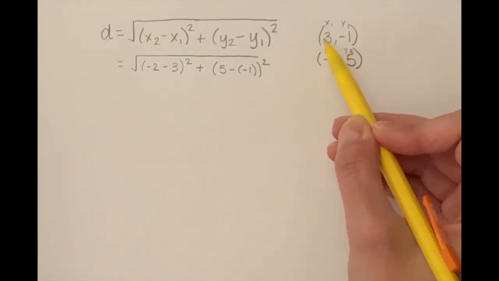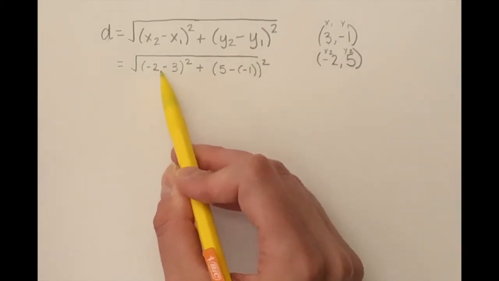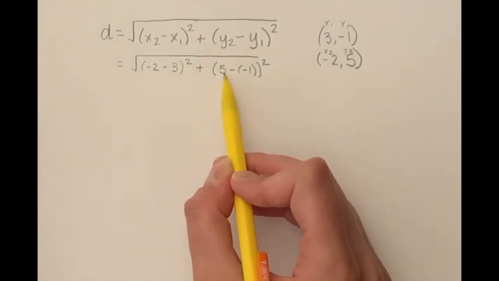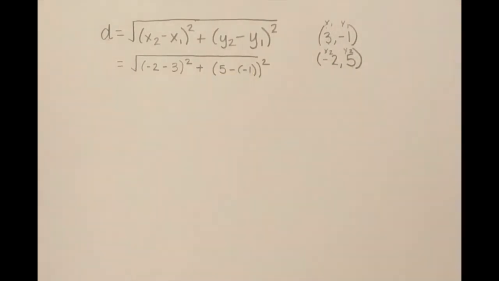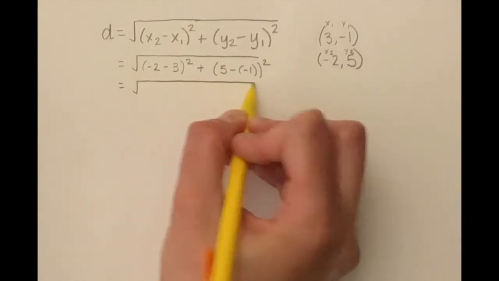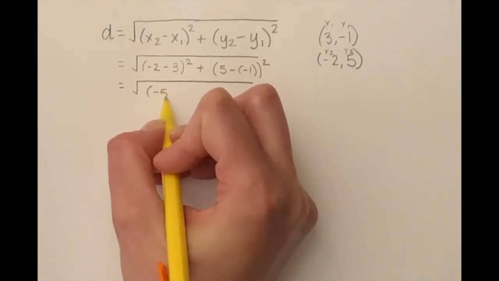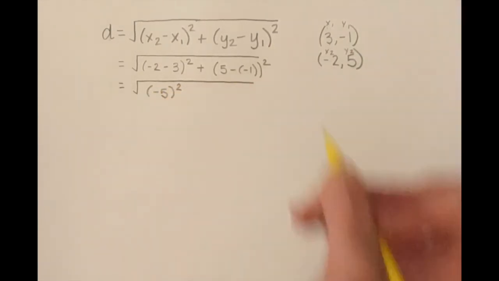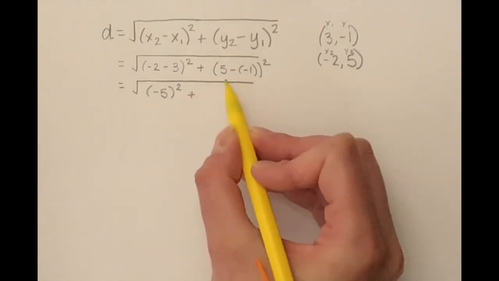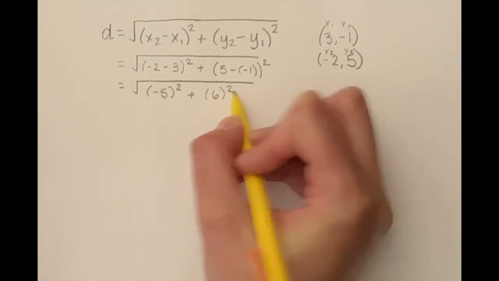Like I said before, if I wanted to make this x1 and this x2, it would have been the same, 3 minus -2, but then this would have had to be -1 minus 5. So just keeping that order consistent, just like we did with the slope formula. Now we're going to simplify inside of those parentheses. So notice I'm copying everything down. -2 minus 3 is -5. We're going to keep that in parentheses, squared, plus 5 minus -1 is a +6, squared.